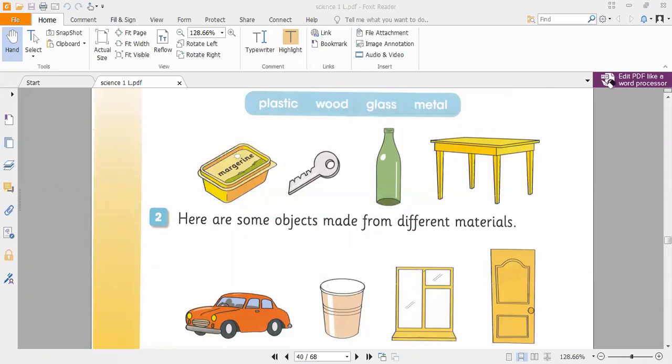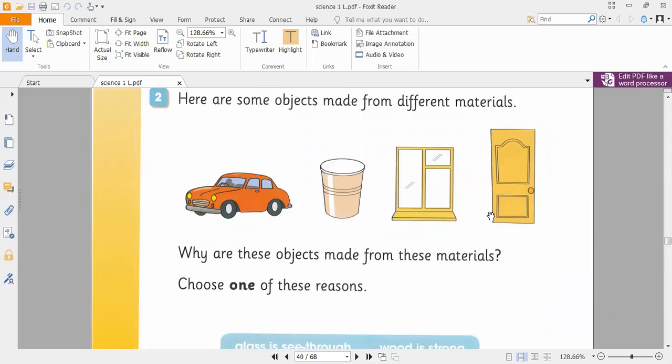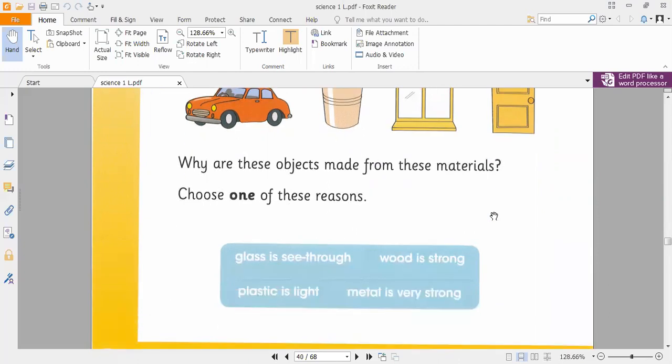Question number two. Here are some objects made from different materials. Again, it has given us some objects made from different materials. Why are these objects made from these materials? Choose one of the reasons. Here we have to choose the reason why these things are made of these materials. What are the properties that make these things useful? Choose one of these reasons.